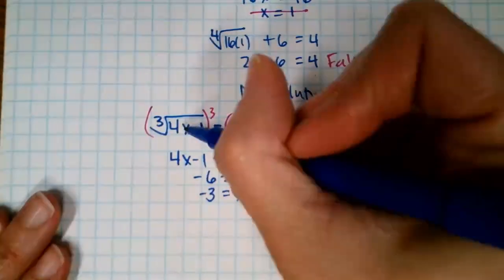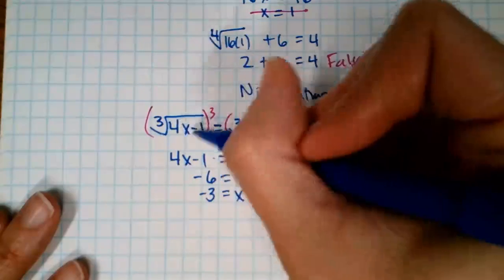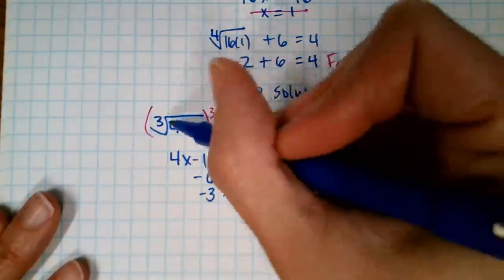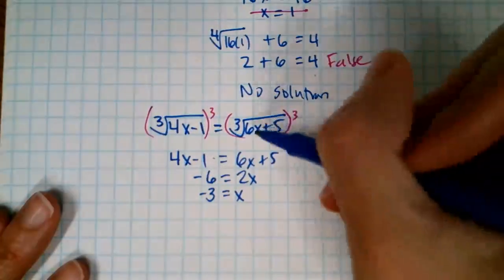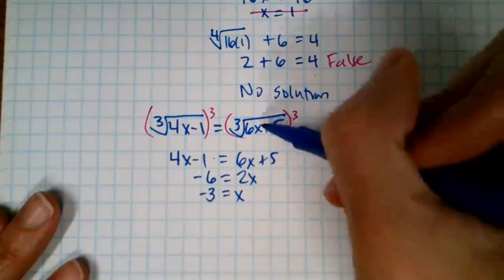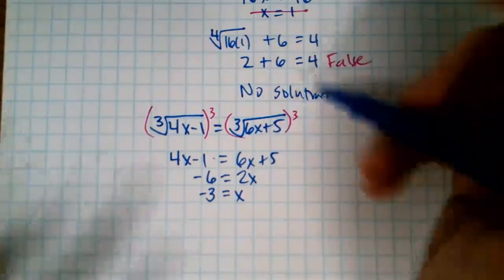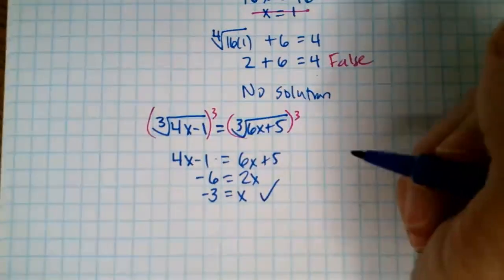When I plug a negative 3 in here, I get negative 12 minus 1 is negative 13. So this is the cubed root of negative 13. Over here, I would get negative 18 plus 5, negative 13. So it's the cubed root of negative 13. It matches, it's good, that's my solution.